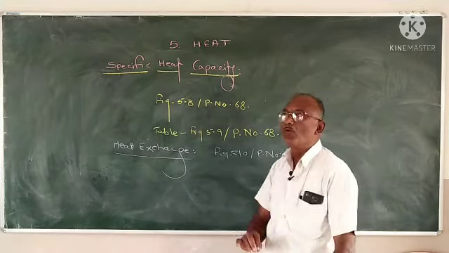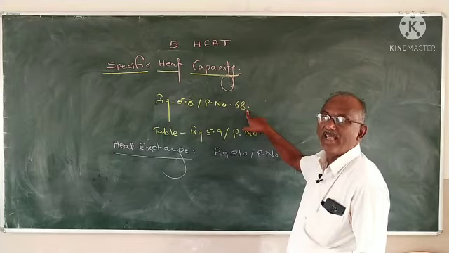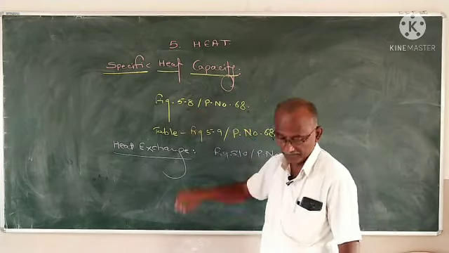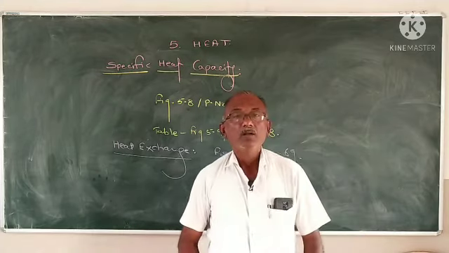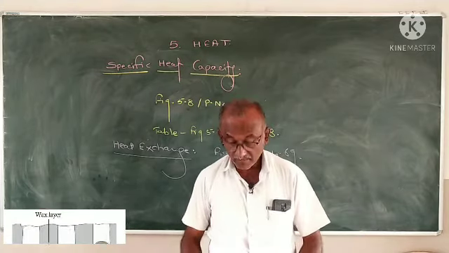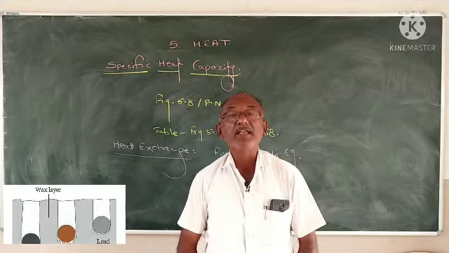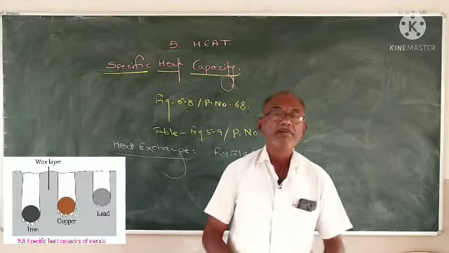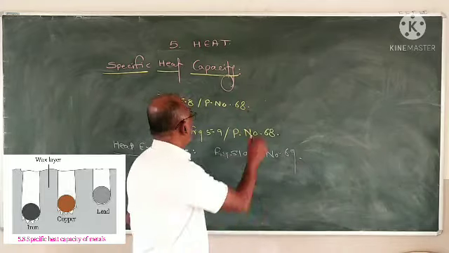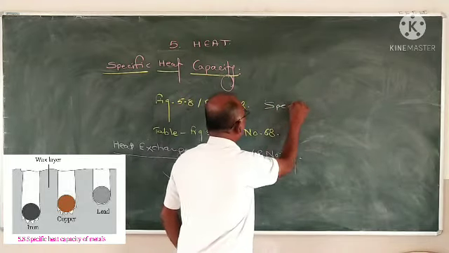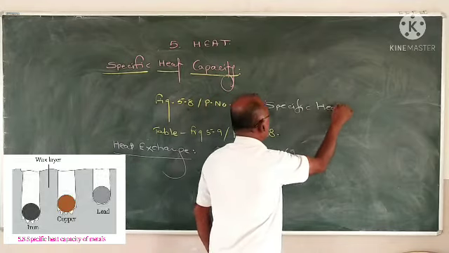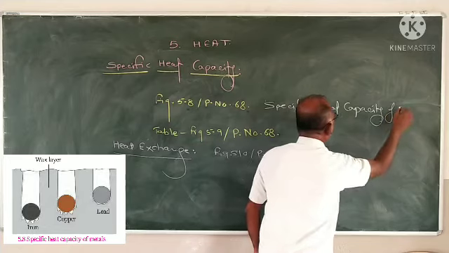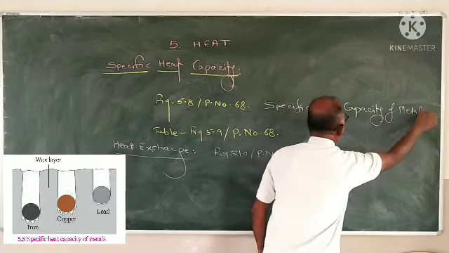In your textbook on page number 68, there is figure 5.8. The title of that figure is specific heat capacity of metals. Specific heat capacity of metals.